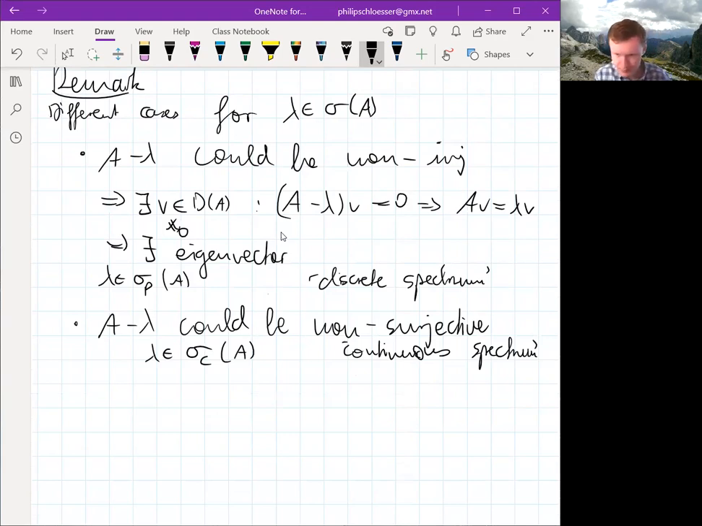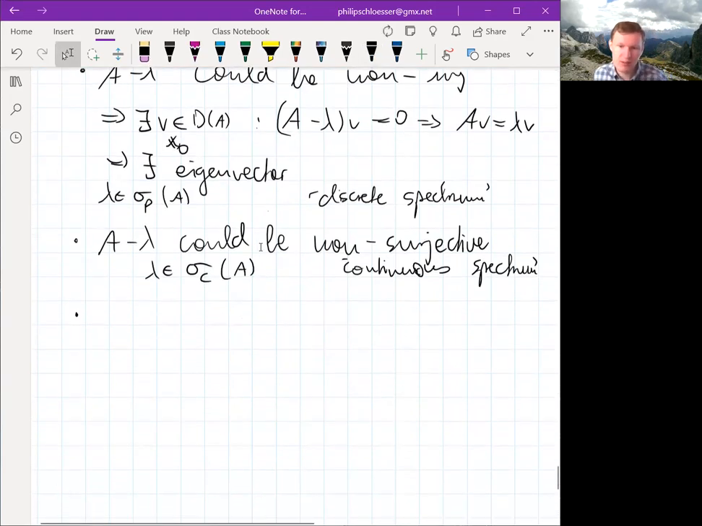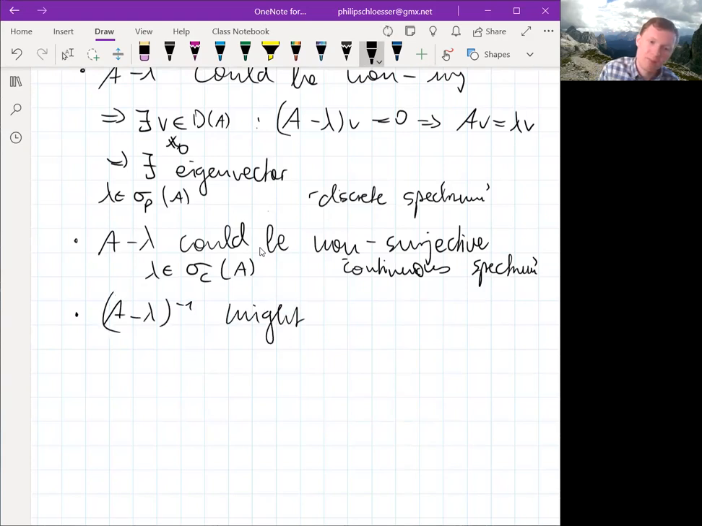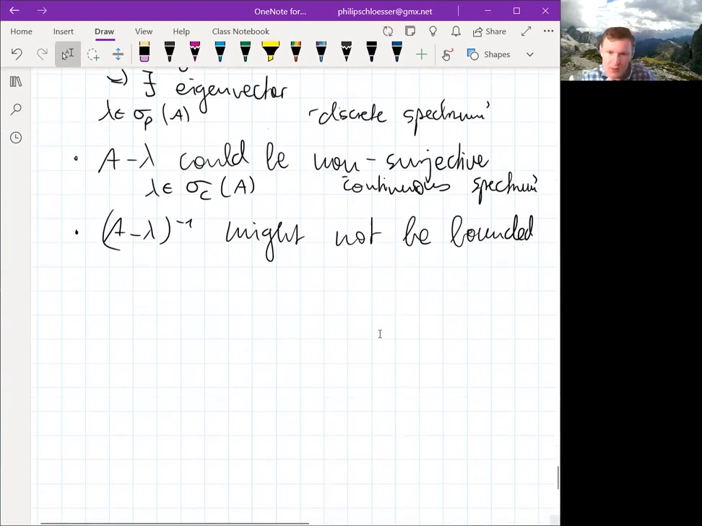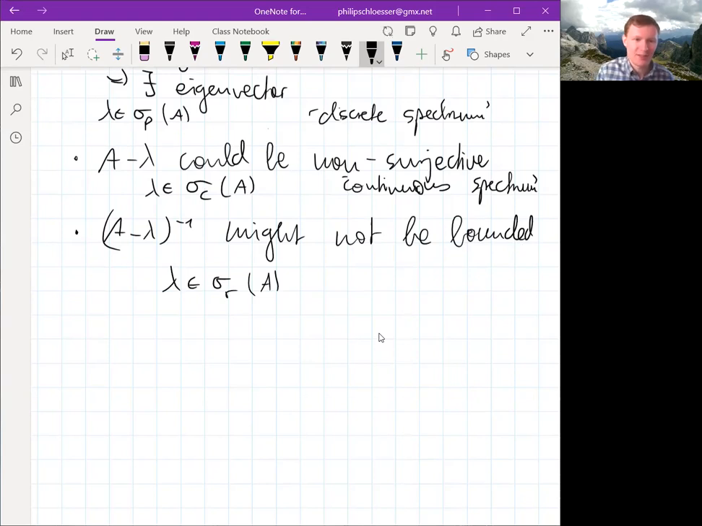And lastly, it could be surjective, it could be injective, but its inverse might not be bounded. And this is the case when the image of A minus lambda isn't only... that's interesting. How can it be surjective but not have a dense image? Well, I don't know. In any case, I guess this is all of the rest. Then we just say lambda is contained in the residual spectrum.